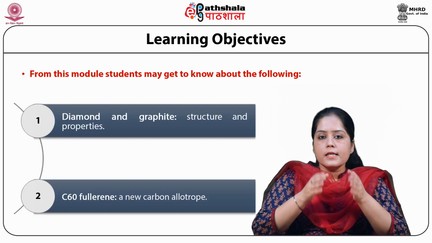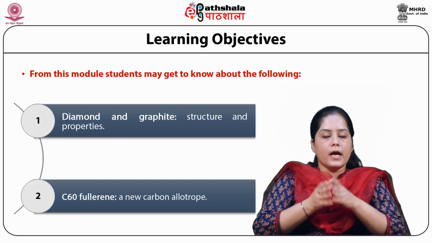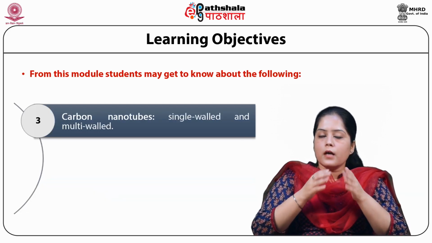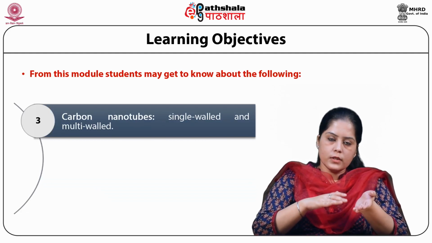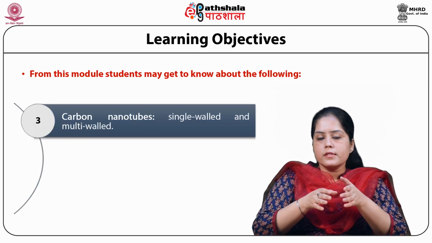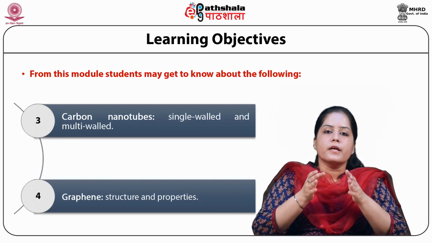Second, the C60 fullerene, which is a new carbon allotrope, will be discussed. Thirdly, the carbon nanotubes. We will discuss both the single-walled and the multi-walled carbon nanotubes. Lastly, we will also discuss the structure and the properties of graphene. So let us start with a basic introduction about the module.